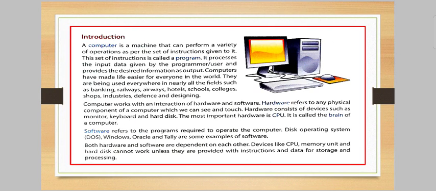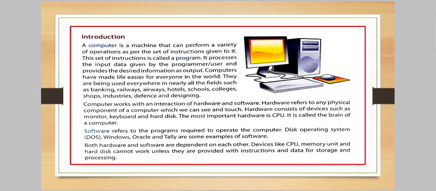So first is introduction. A computer is a machine that can perform a variety of operations as per the set of instruction given to it. We all know that computer is an electronic machine and computer cannot work on its own. The computer wants instruction by the user. Okay, and the set of instruction is called a program. It processes the input data given by the programmer or user and provide the desired information as output.